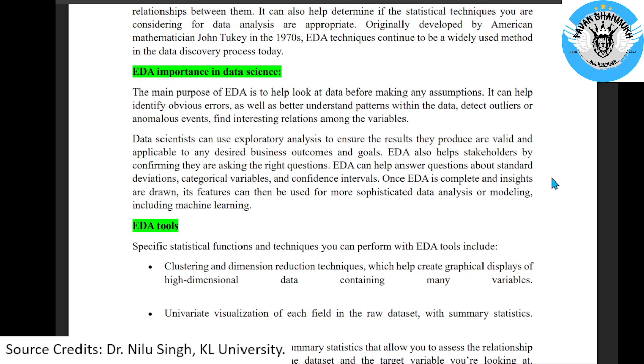Unless we go beyond it, we can't find anything new. So basically, the main purpose is to help look at the data before making any assumptions. Next, it helps identify obvious errors as well as better understand patterns within the data, detect outliers or anomalous events, and find interesting relations among the variables.